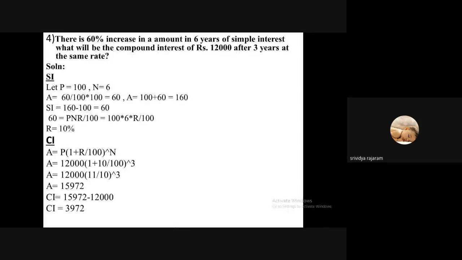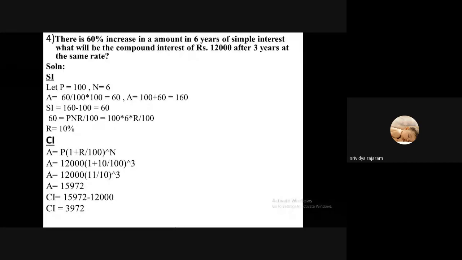In the question, they are asking us to find the compound interest amount. So we are again using the formula A is equal to P plus CI. So CI is nothing but A minus P. So A is 15,972 minus the principal value they have given, 12,000. So CI is equal to 3,972.